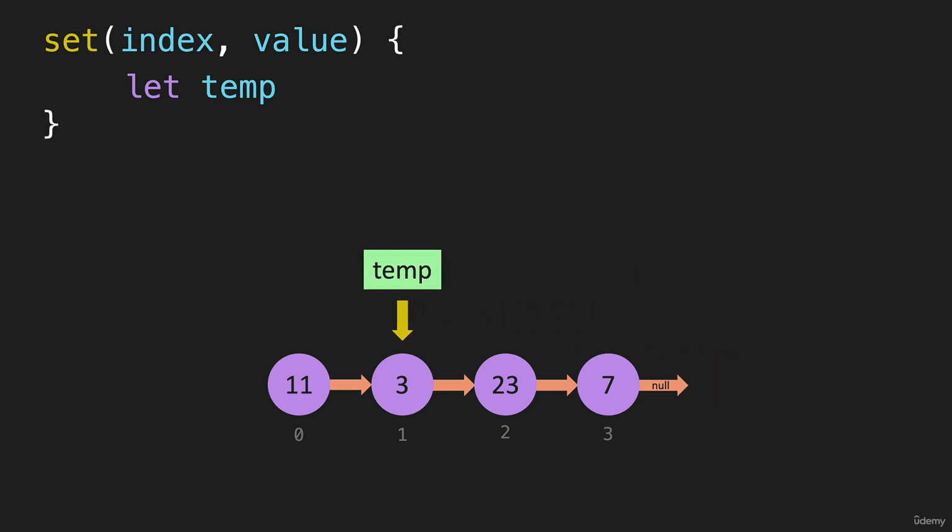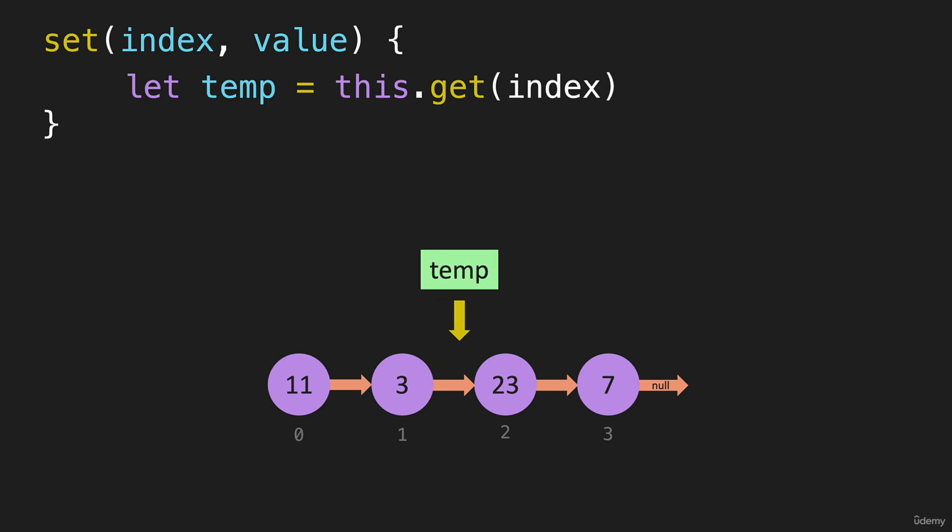Otherwise, we want temp to point to the appropriate node. We can do that by just saying let temp be equal to this dot get and pass it the index that we're looking for in the set method. And that's going to either make temp equal to undefined in this case, or it's going to be equal to the node that we're looking for. So what we have to do at this point is determine, is temp undefined or is temp pointing to a node?